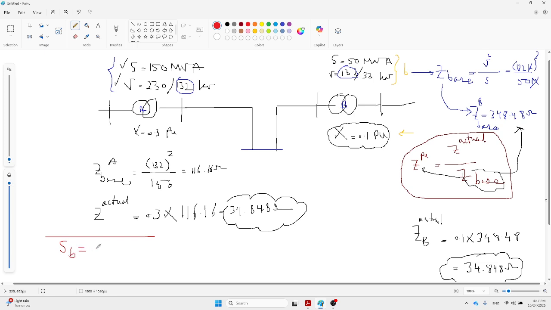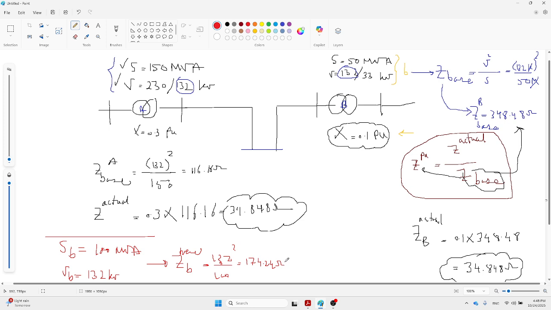Because of that, we choose the new S base and new V base. Here the new V base is exactly the same as before. So I choose 132 because it fully works for me. But the S base, I'm going to make it 100 MVA. So the next step is to find the new Z base. Z base new is 132 squared over 100, which is 174.24.